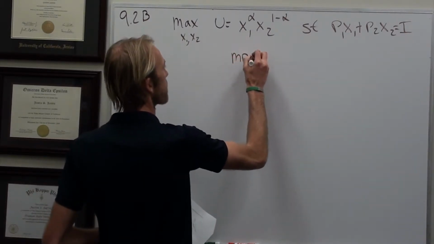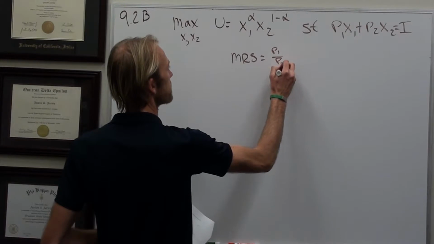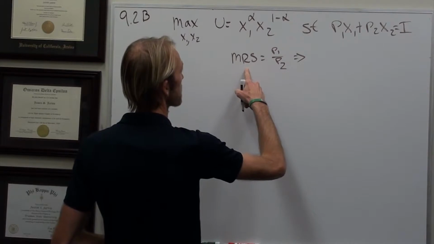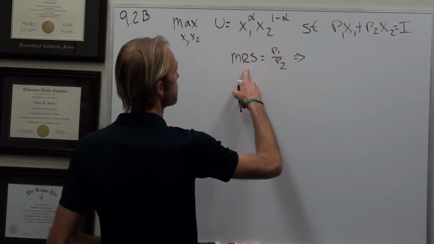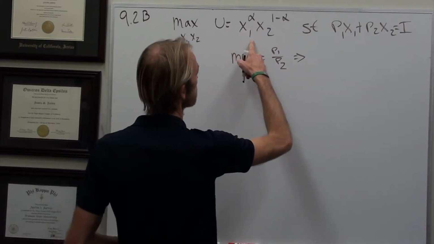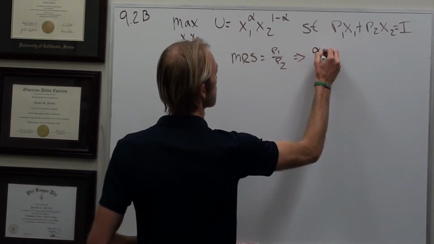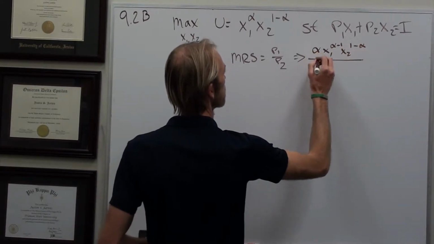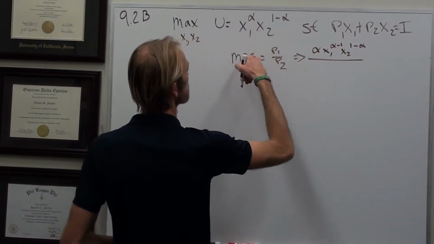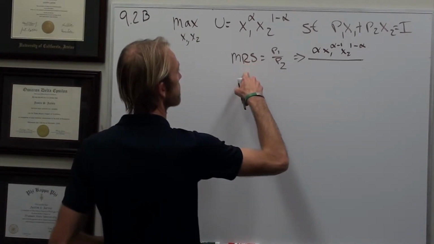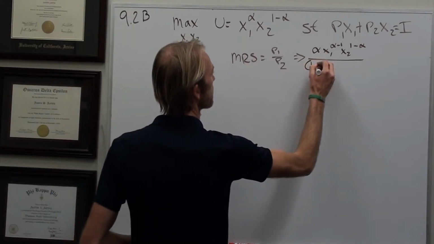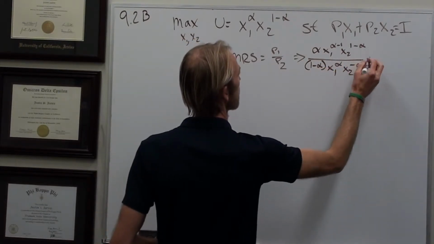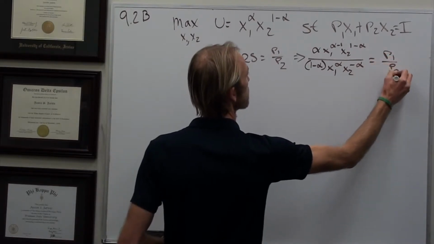We can easily set the MRS equal to p1 over p2 in this case. What's the MRS here? Partial u with respect to x1 over partial u with respect to x2. So partial u with respect to x1 is going to be alpha x1 to the alpha minus 1, x2 to the 1 minus alpha, over partial u with respect to x2, which is 1 minus alpha, x1 to the alpha, x2 to the negative alpha. And we'll set that equal to p1 over p2.